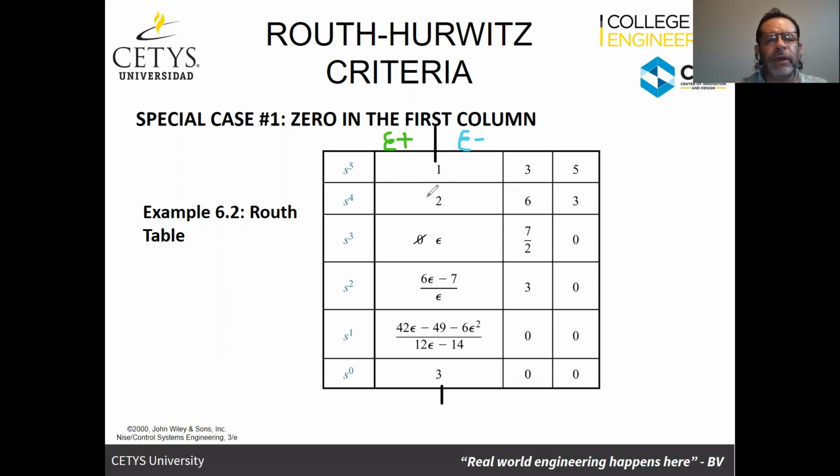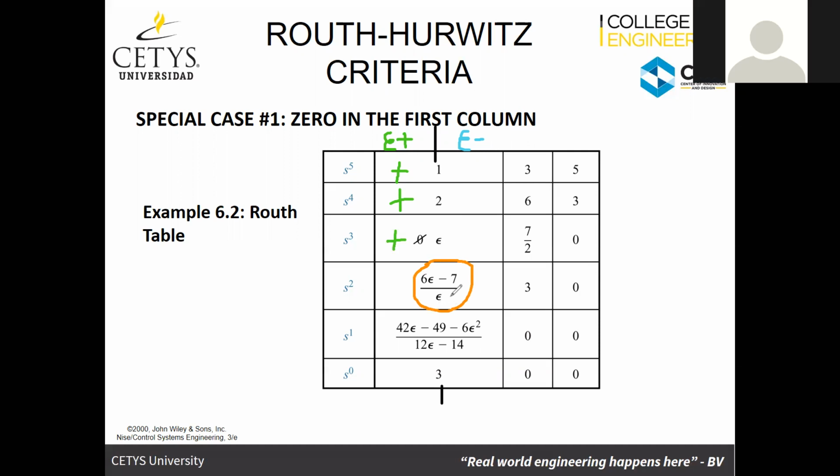So help me out here. In the case of the first numbers here, regardless of epsilon, we've got a positive here and we've got a positive here. I'm going to go first with the epsilon positive. If epsilon is a very small number and it's positive, then this is going to be positive. Now let's look at this one right here. Can somebody tell me if this expression is going to be positive or negative if epsilon is very small and positive? What's going to happen here? It's going to be negative, right?